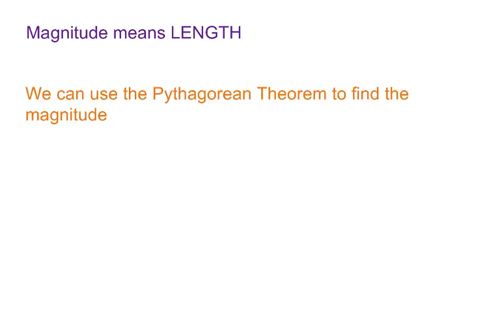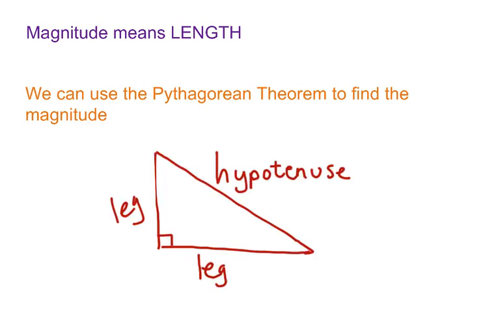And also, one thing that we're going to be using is the Pythagorean theorem to be able to find the magnitude of a vector. And just to review, the Pythagorean theorem is for a right triangle, meaning you've got a 90-degree angle right there. For a right triangle, the leg squared plus leg squared is equal to hypotenuse squared.